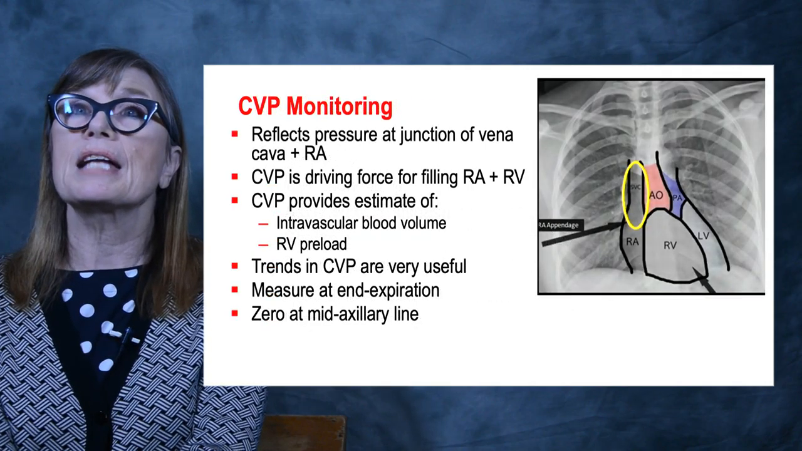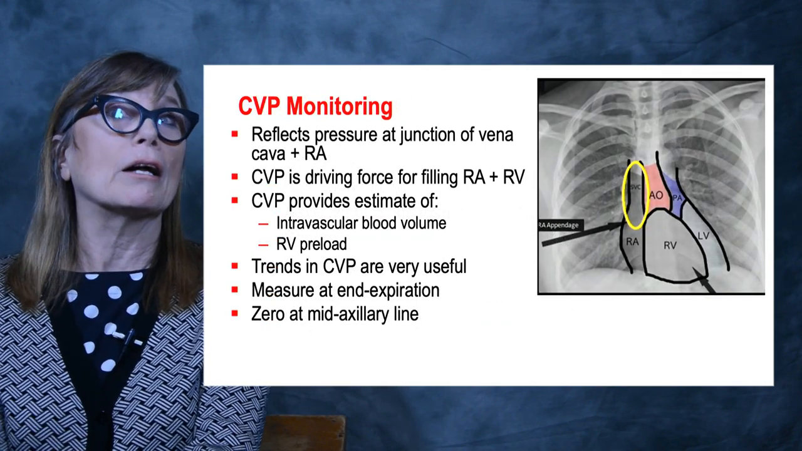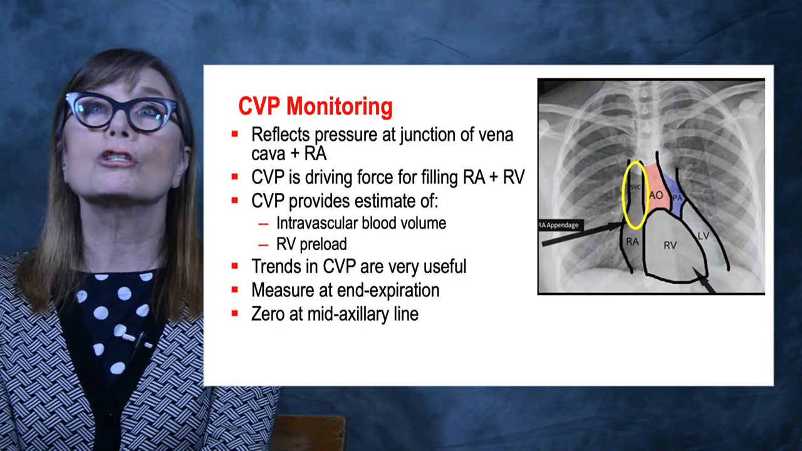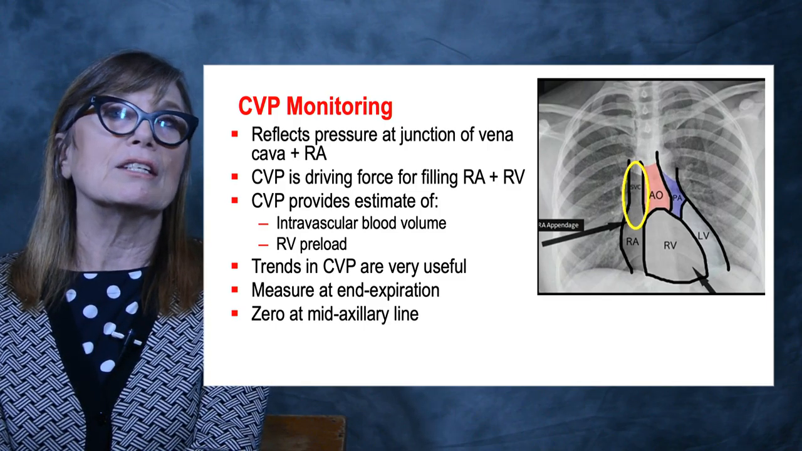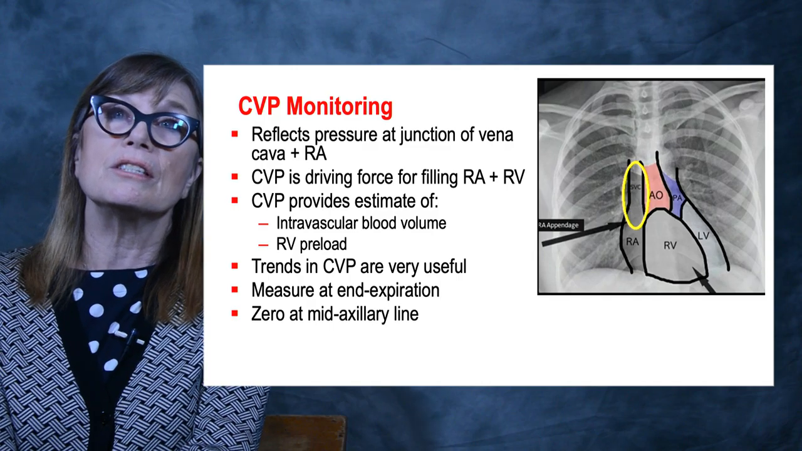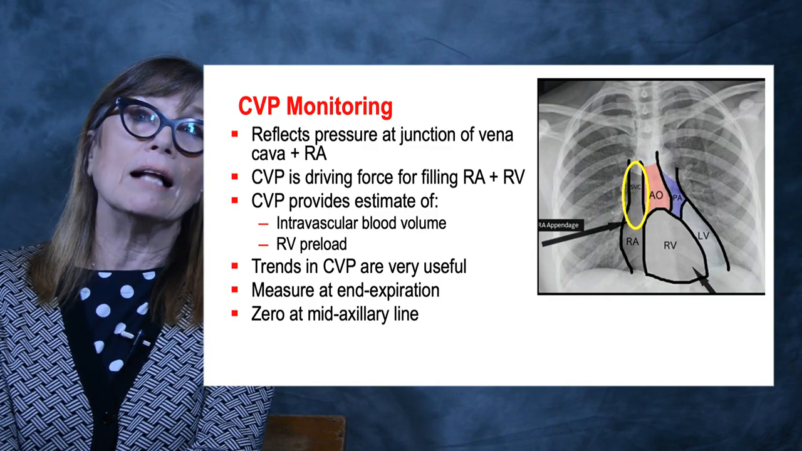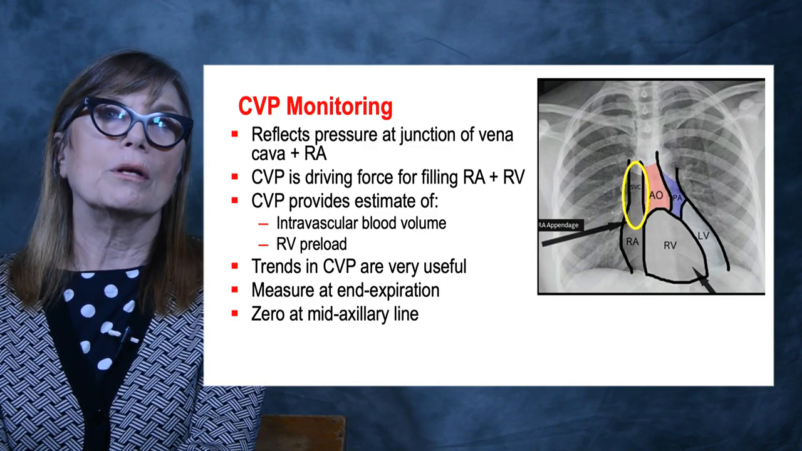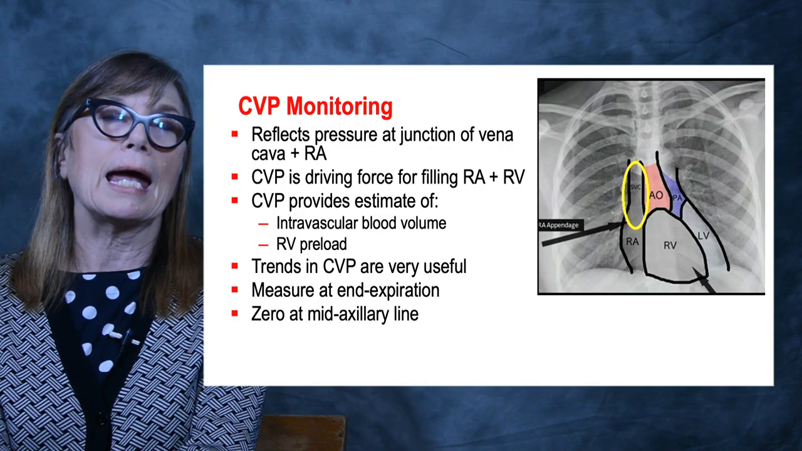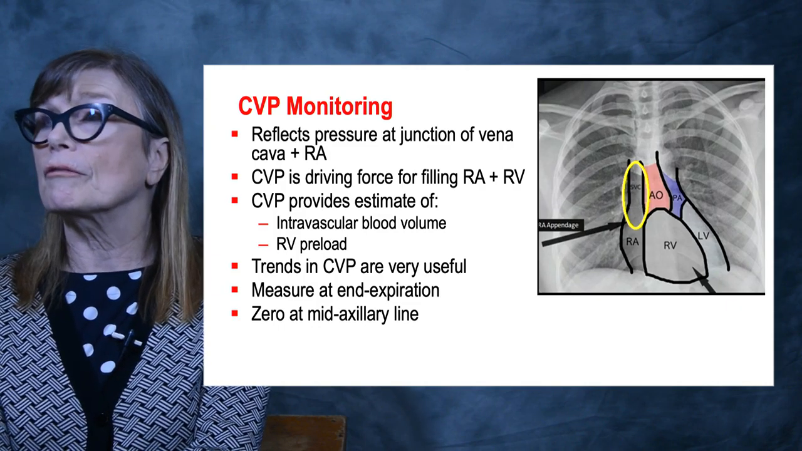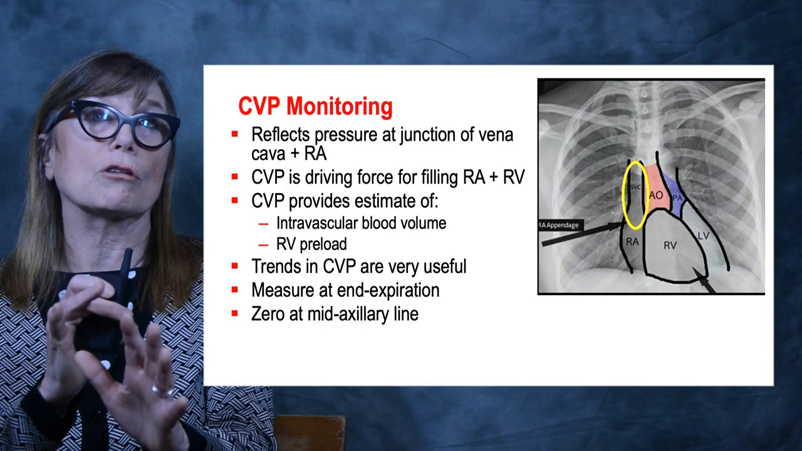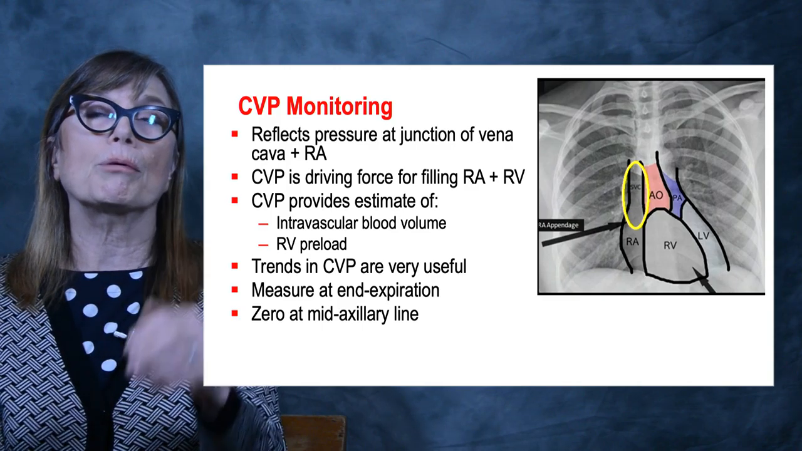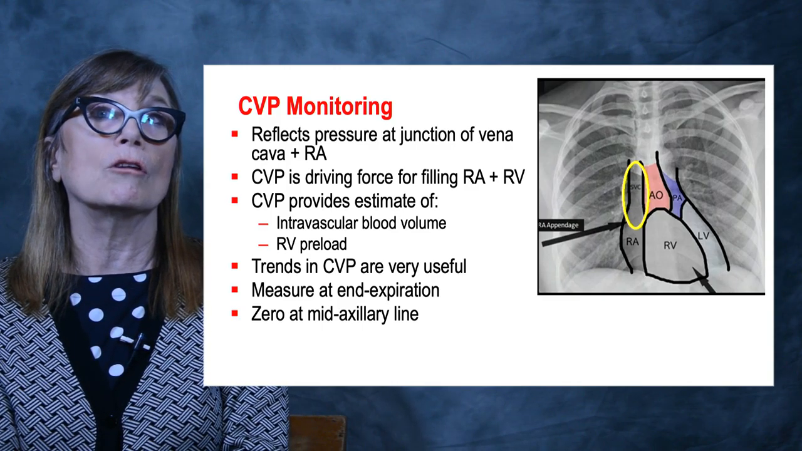So now we just take a look at this beautiful hand drawing on top of an X-ray to show you where your central venous catheter should sit. And it should sit either inside the yellow circle or with the distal tip into the right atrium. Now, normal central venous pressure monitoring with just a central venous catheter reflects the pressure at the junction of the vena cava and the right atria.